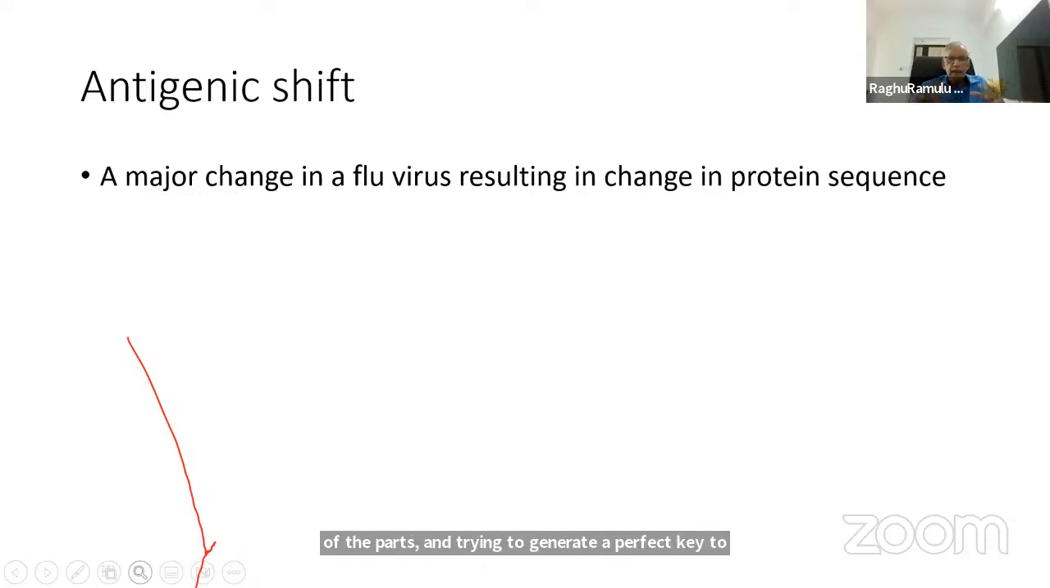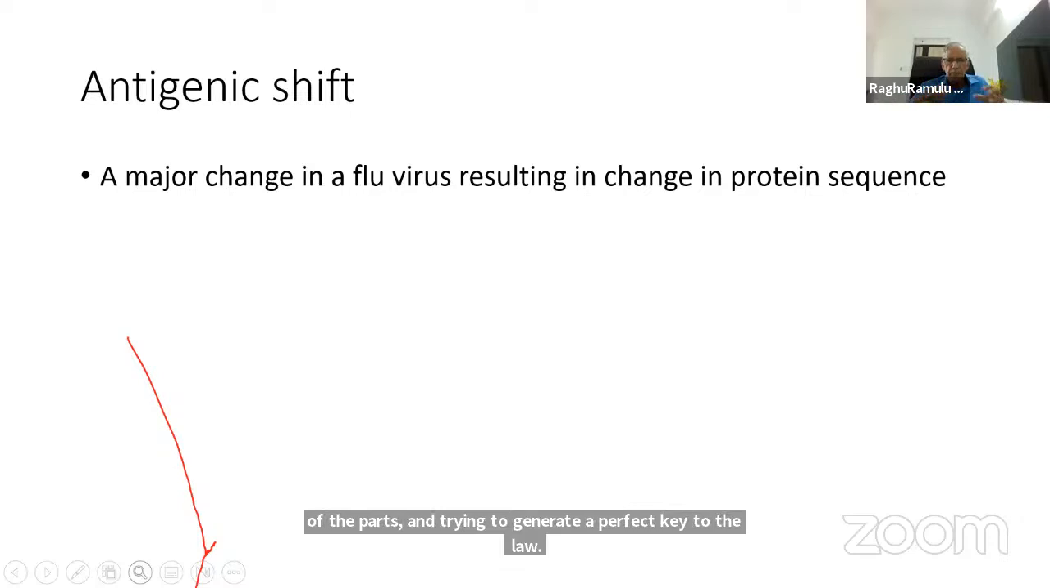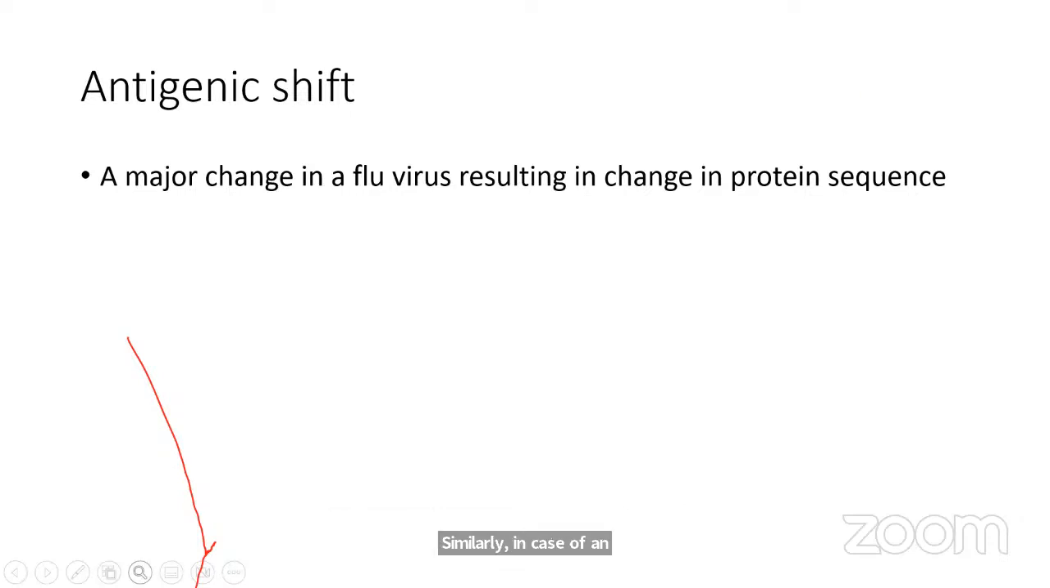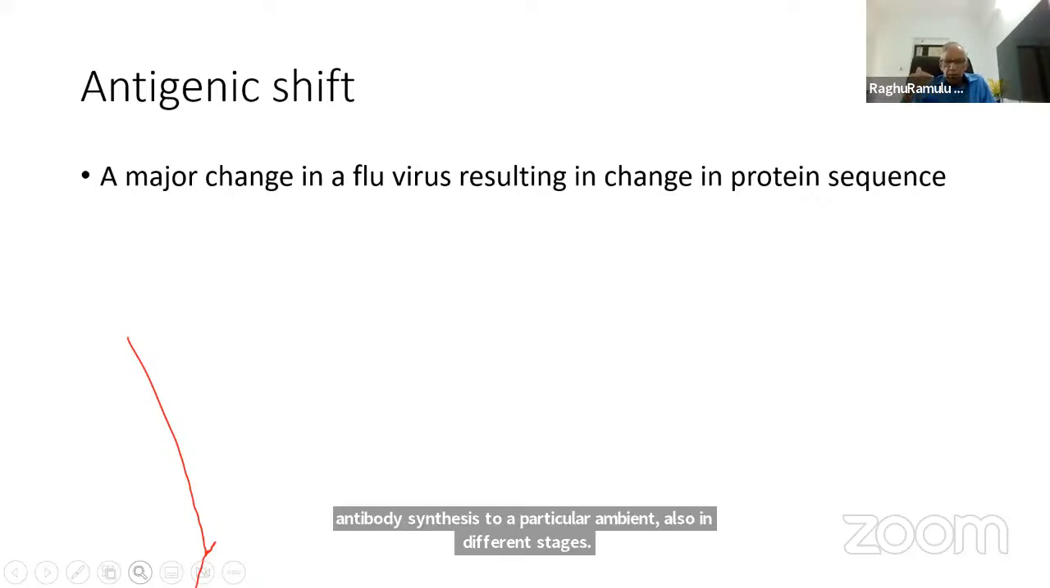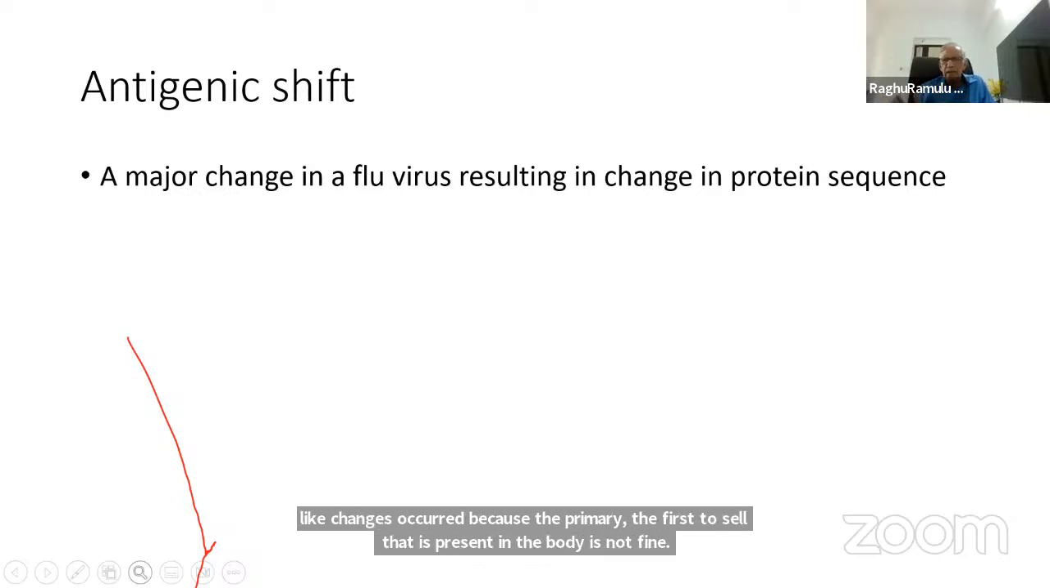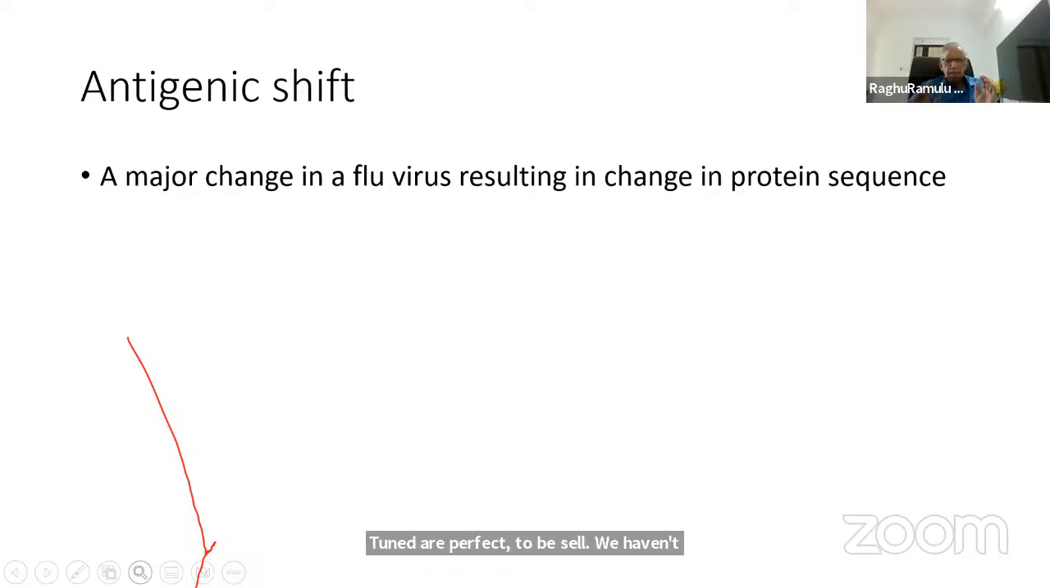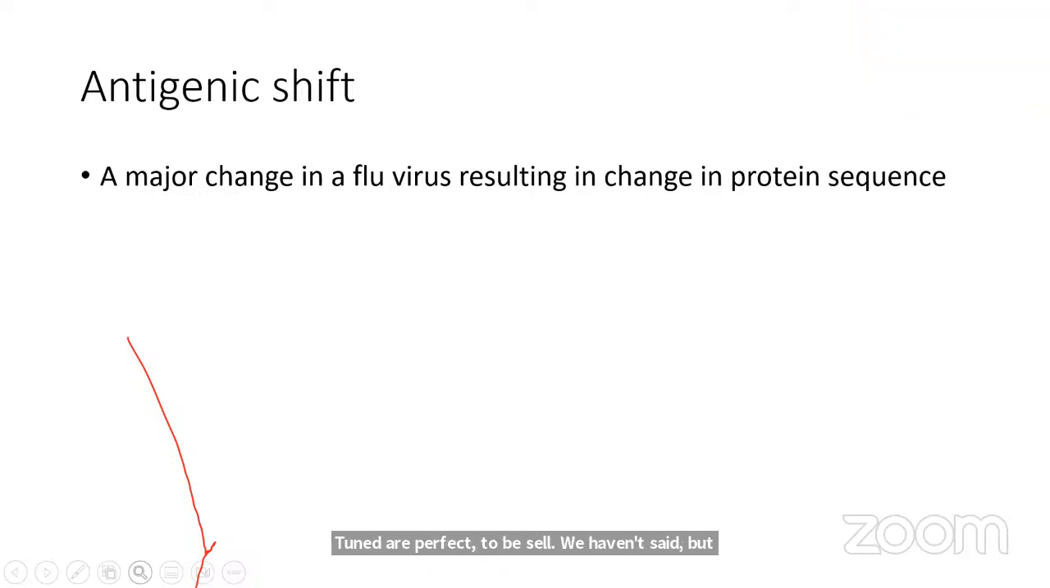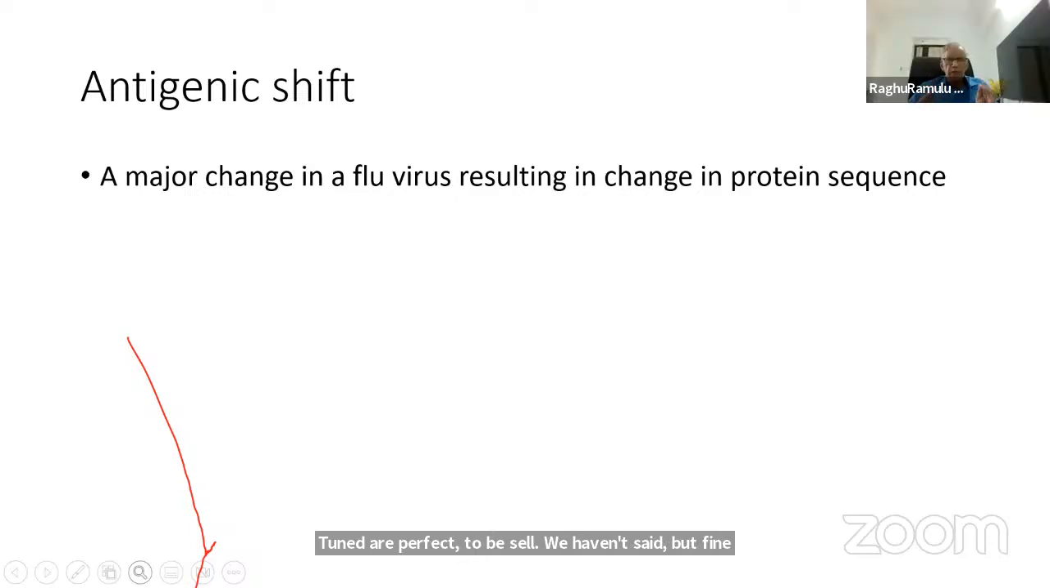Similarly, in case of an antigen-antibody reaction, antibody synthesis to a particular antigen also occurs in different stages: number 1, primary antibody, secondary antibody, and tertiary antibody. Changes occur because the first cell that is present in the body is not a fine-tuned or perfect B cell, the matured B cell. We have several plasma cells, but fine-tuned B cell means perfect antibody producing capacity.